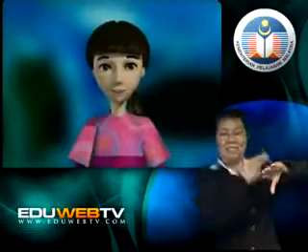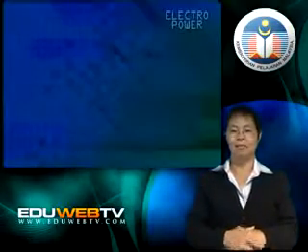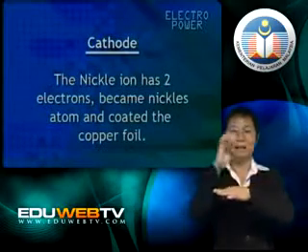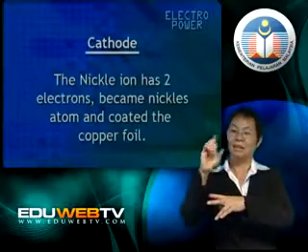It's coated with nickel. Now, here's what actually happened during electrolysis. At the cathode, the nickel ion, which gains 2 electrons, became a nickel atom and coated the copper foil.